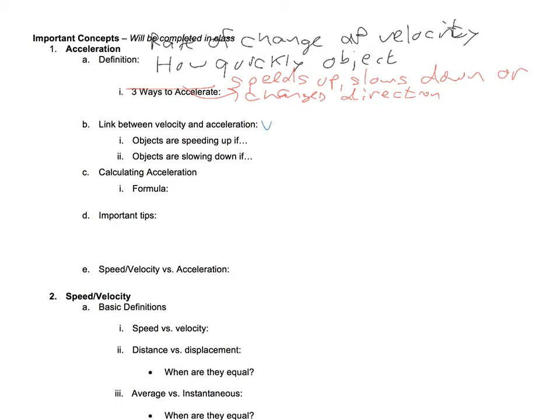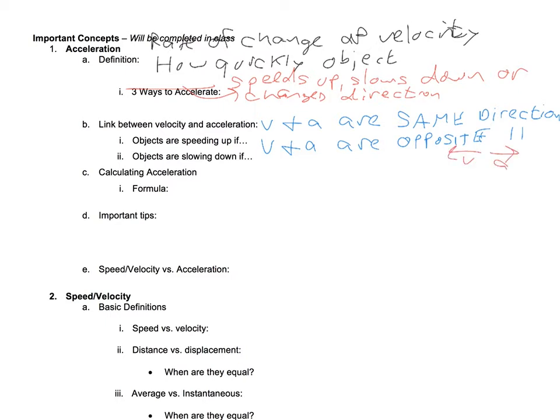All right, moving on, link between velocity and acceleration. Objects are speeding up if v and a are in the same direction, and they're slowing down if velocity and acceleration are in the opposite direction. Okay, so we talked about that a lot with our vectors, right? When velocity and acceleration are fighting each other, we are slowing down. When they're going in the same direction, even if that happens to be the negative direction, we're speeding up.